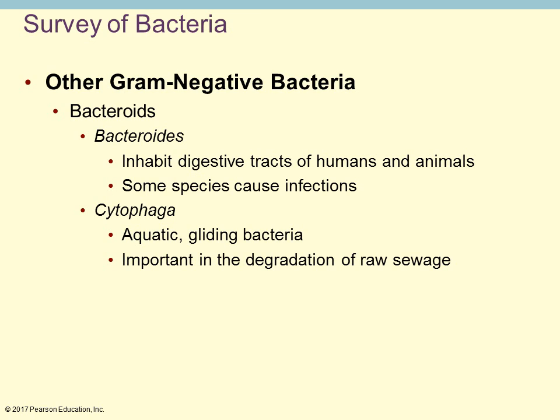There are bacteroids, which some of those can also be human pathogens. They can affect the digestive tract. They can also be pathogens on other animals.